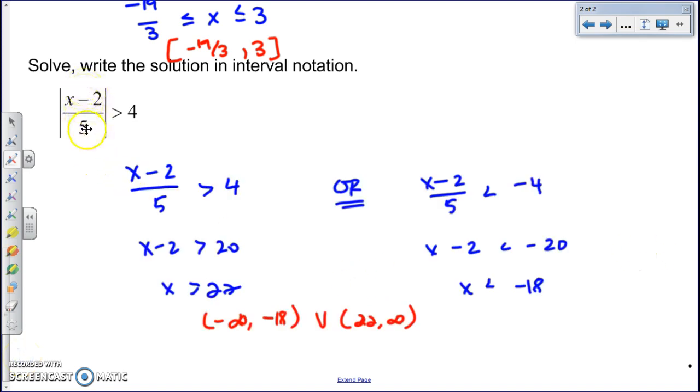So I took the expression within the absolute value bars and set it greater than the given answer and then less than the negative answer. Multiply both sides by 5 and add 2. Same here, multiply both sides by 5 and add 2. So here are our solutions. In interval notation, it's given here. It is an or statement using the union.